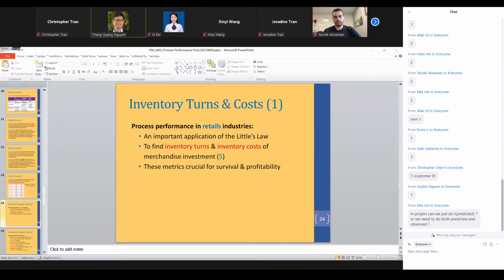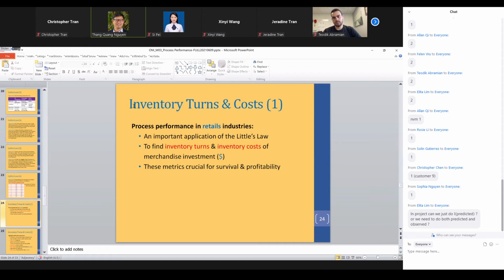Okay, so this is the last topic of module 3. It is about inventory turns and inventory costs. So actually, this is in chapter 10 in your textbook. But I would say that it's so important. I would like to bring it forward right away, because this is an important application of Little's law, okay?